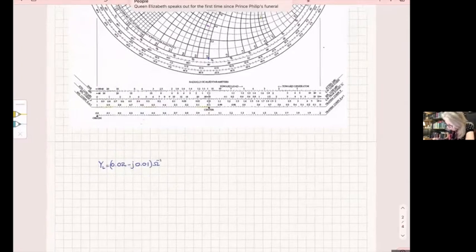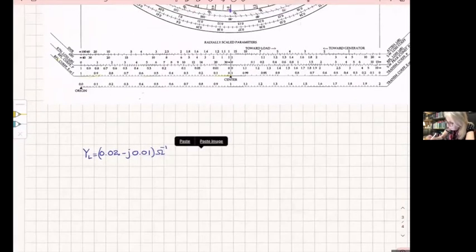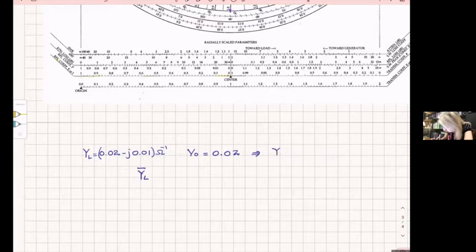So let's try to normalize it. What is Y naught? Y naught is 0.02, which means that YL normalized, and in fact, maybe I can put it here, is going to be 1 minus J 0.5. All right, and then I will highlight it so you can see it. Now, what am I going to do? I'm going to go to the Smith chart and try to find it.